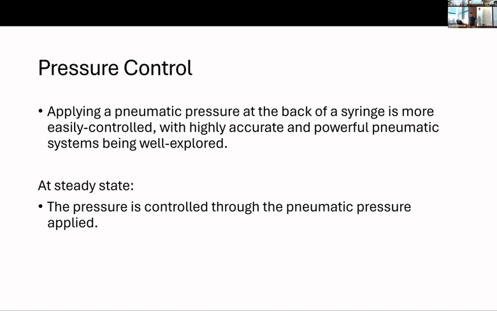Alternatively, pressure control works by, again, applying pneumatic back pressure, and pneumatic systems are highly accurate and powerful and fairly well explored, and having a fast changing pneumatic system behind it is much easier as opposed to a mechanical system. The problem with this is that at steady state, the pressure is controlled through pneumatic pressure, but you don't have a good relationship to flow rate. And setting up a steady state relationship strictly between pressure and flow rate, and knowing we set the pressure to 90 psi, where will that leave us in flow rate, is not easy to do. So moving forwards, we work with plunger control.